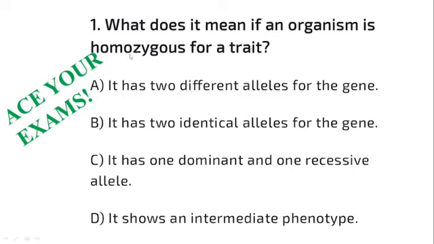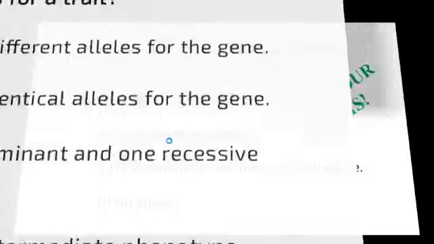So, if an organism is homozygous, homo means same. So it means that that organism has two identical alleles for the gene. So the correct answer here is B. We now move on to our question 2.